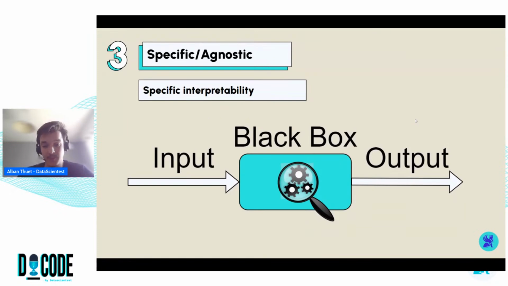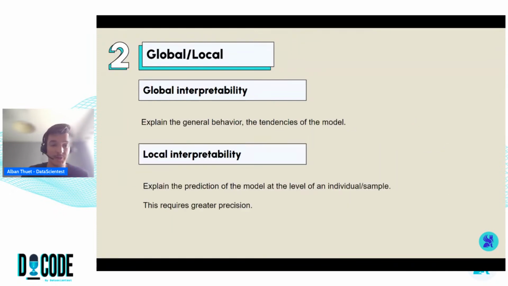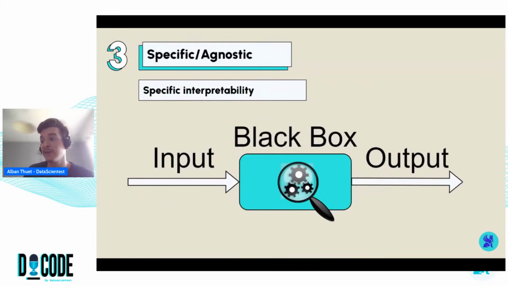Okay, so we saw that there were two main domains in interpretability, but there are also two main ways of working. The first one is what we call specific interpretability, and I personally think that this is not really interpretability when you think about it.